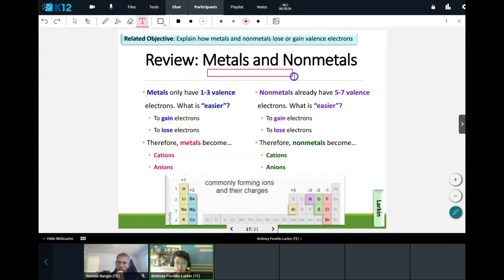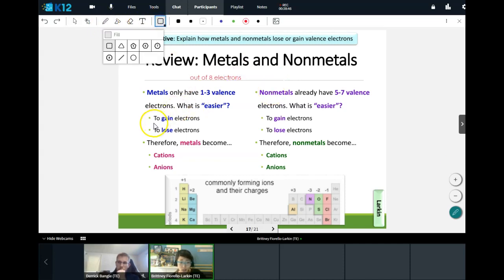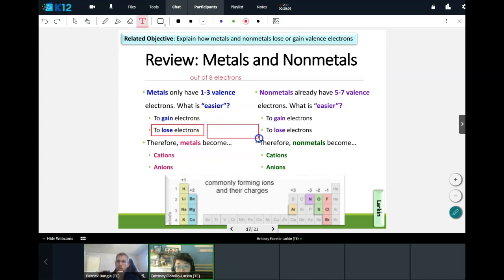Thinking back to that octet rule, they only have 1 to 3 out of 8 valence electrons. If you only have 1 to 3, it's going to be a lot easier to just lose the 1 to 3 than to have to try to gain a bunch more to get to 8. So if you're losing electrons, losing negative friends, do you become more positive or negative? Yeah, so metals absolutely are going to become more positive.